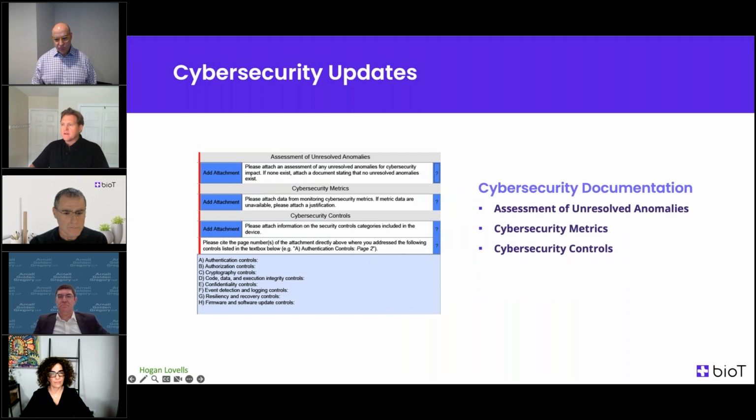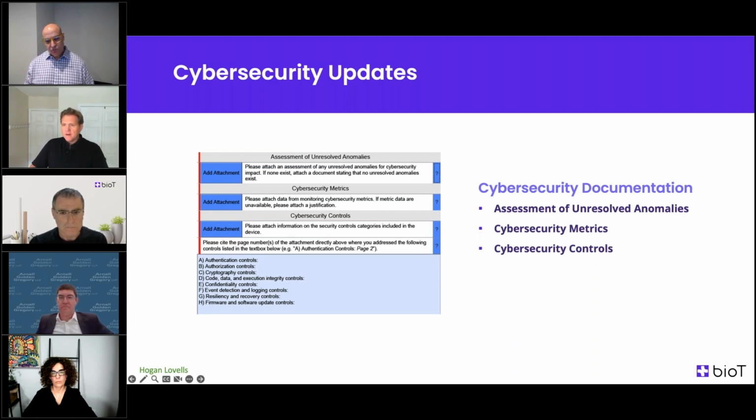They want an assessment of unresolved anomalies. Most of you know that you have to provide those as part of your software documentation, but now FDA wants to understand how your unresolved anomalies relate to cybersecurity specifically. So when you scan your SBOM for vulnerabilities, what are you seeing: low, medium, high, or critical vulnerabilities, and how are you addressing those? One of the new big things for this eStar version 5 is the cybersecurity metrics. They want to know what kind of events are occurring internally.